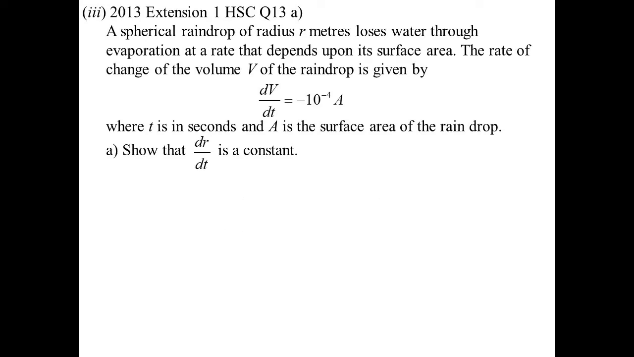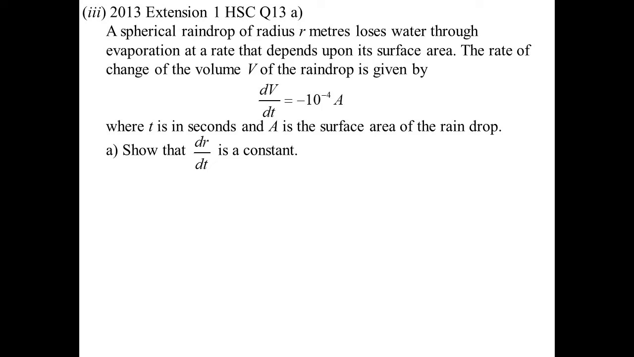This one here was a little bit more involved. Raindrop. Conveniently, it's a sphere. Thank goodness for that. We've got a formula for a sphere. It evaporates at a rate depending on its surface area. Ooh, we've got a formula for that too. The rate of change of volume is given by this, minus 10 to the power of negative 4 times A. And A is the surface area of the raindrop.